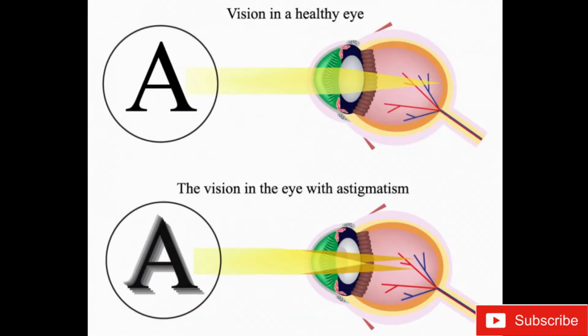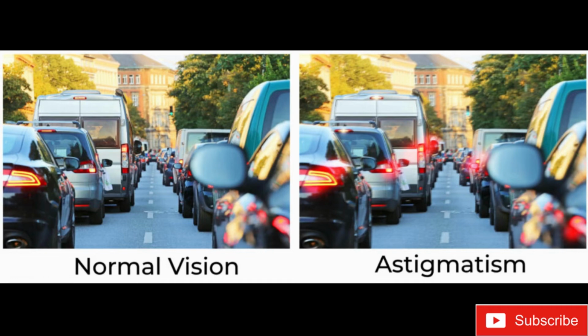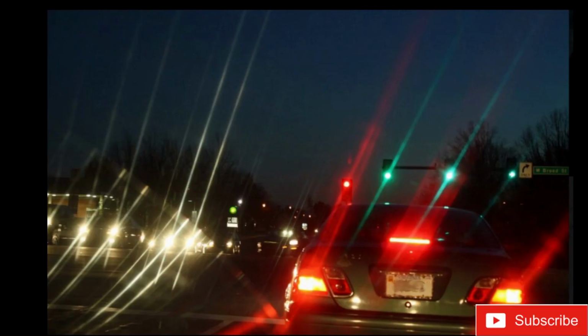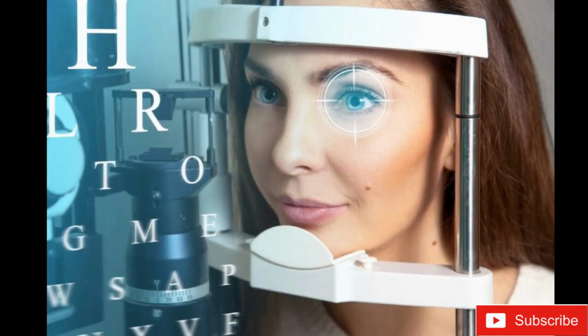The following are common signs and symptoms of astigmatism. Blurred or distorted vision at all distances. Headaches. Squinting in order to see clearly. Eye strain, especially when the eye has to focus for long periods. Difficulty seeing or driving at night. A person with these symptoms may not have astigmatism, but it is advisable to have an eye exam to check.